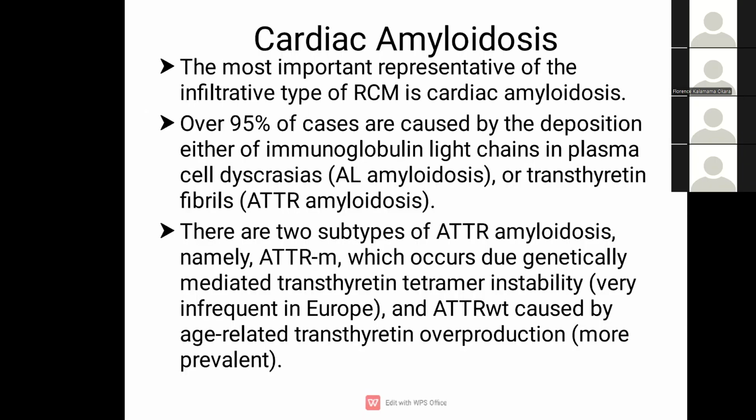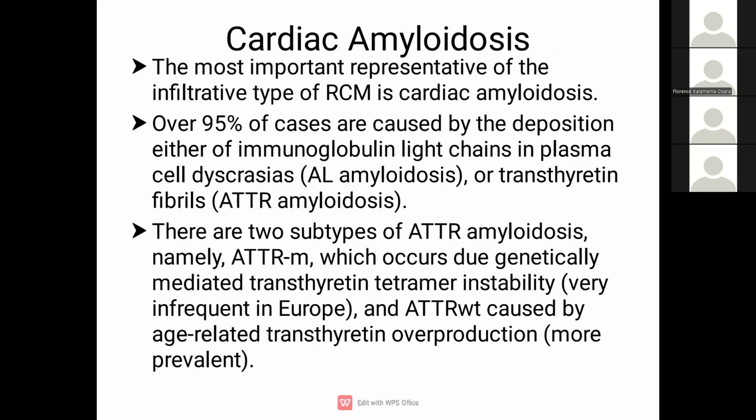Now, going to cardiac amyloidosis. This is the most important of the infiltrative type of restrictive cardiomyopathy. So when we talk about infiltrative type of restrictive cardiomyopathy, it is synonymous with cardiac amyloidosis. And over 95% of cases are caused by deposition of either immunoglobulin light chains in plasma cell dyscrasias, that's the AL type, or the transthyretin fibrils, that's the ATTR amyloidosis.